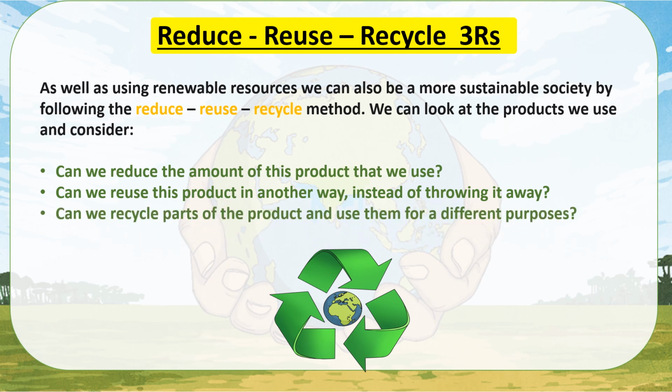Next, can we recycle a part of the product and use it for different purposes? For example, plastics and electronic waste can be recycled to produce other items that can be used again in our daily life. This is how these 3 R's help us to reduce our waste.